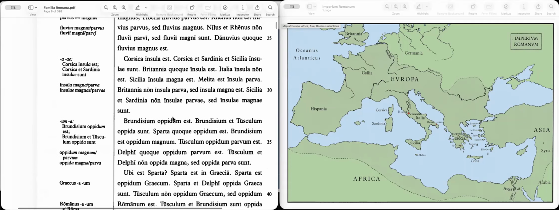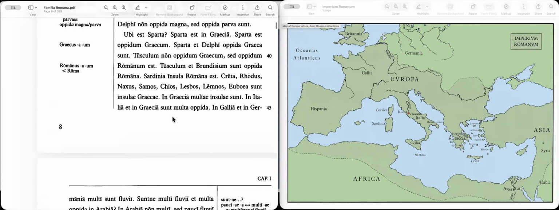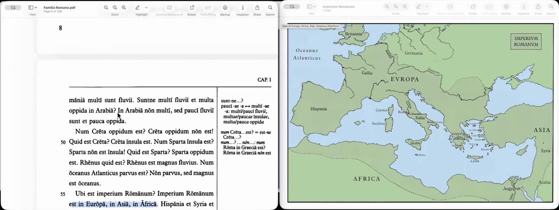That's like line 47. Yeah, there it is. And there's the comma right before the sed, which is the way we would do it in English. Is that just there for English readers? No, no.